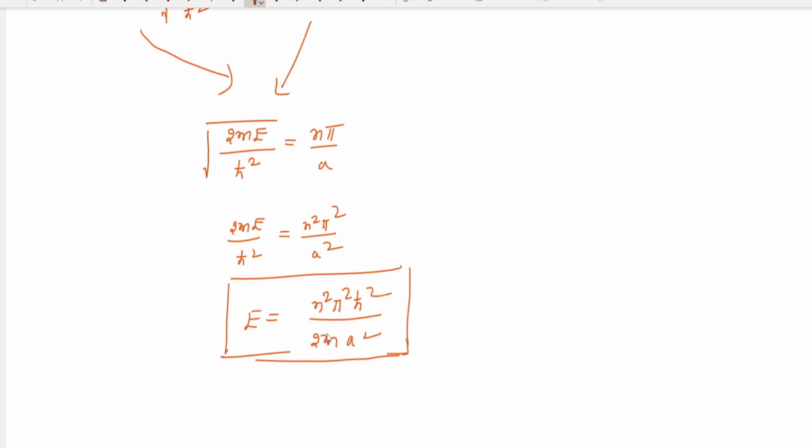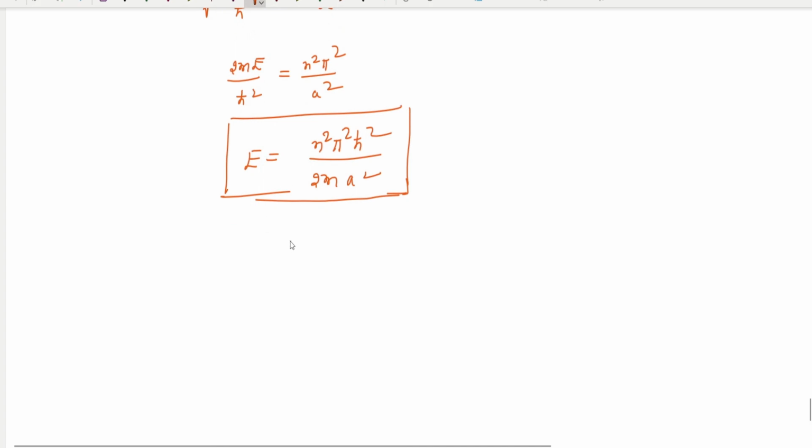Here this equation shows that the eigenvalues of energy are discrete, which means not in a continuous manner. These values are called energy levels of the particle. If you put n equal to 1, you get the ground state, then the next excited state, and so on. n equal to 1, 2, 3, 4, and so on, and you get different energy values.